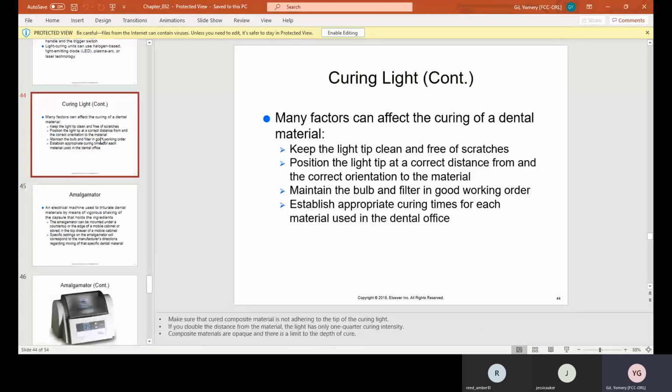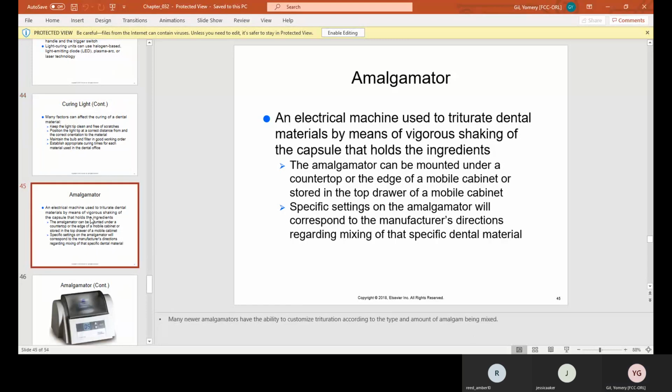Many factors can affect the curing of a dental material. So keep the light tip clean and free of scratches. Position the light tip at a correct distance and correct orientation to the material. Maintain the bulb and filter in good working order, and establish appropriate curing times for each material used in the dental procedure. Usually it's about 20 seconds 2 times. It all depends. The doctor will let you know.